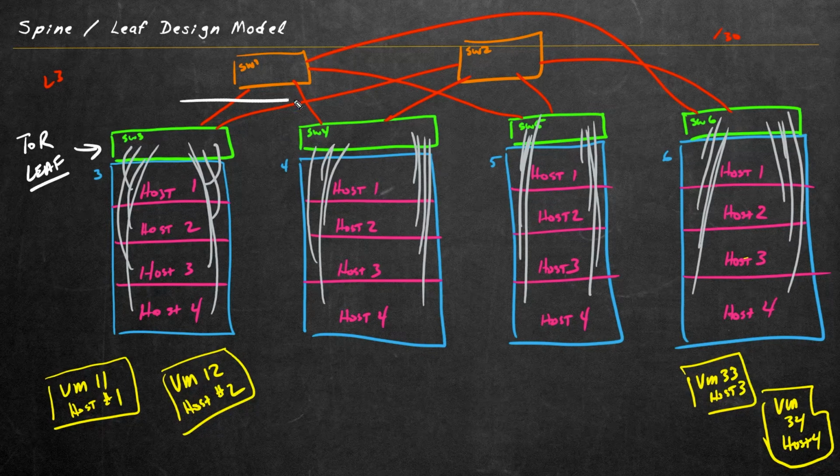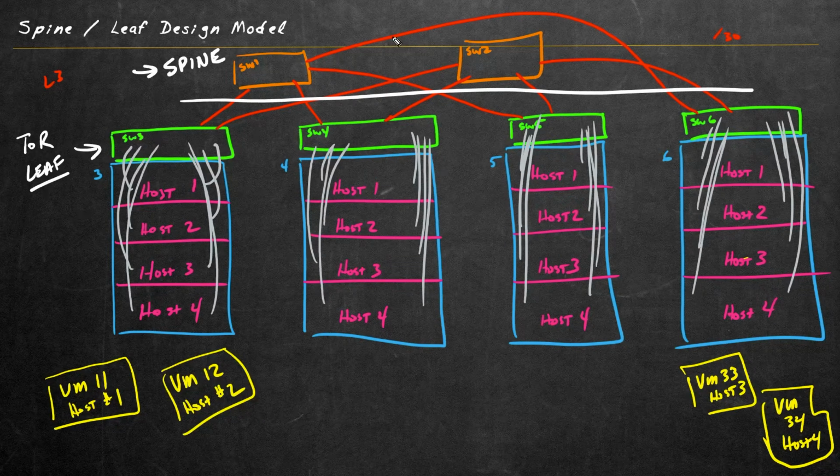And for these switches up here, I'll go ahead and put a little dividing line. For these switches up here, these are considered to be the spine switches that are providing connectivity between the top of rack switches. So when somebody talks about a spine leaf design or a spine leaf architecture, they're talking about exactly this. And if we were to add another rack, let's go ahead and add another rack.